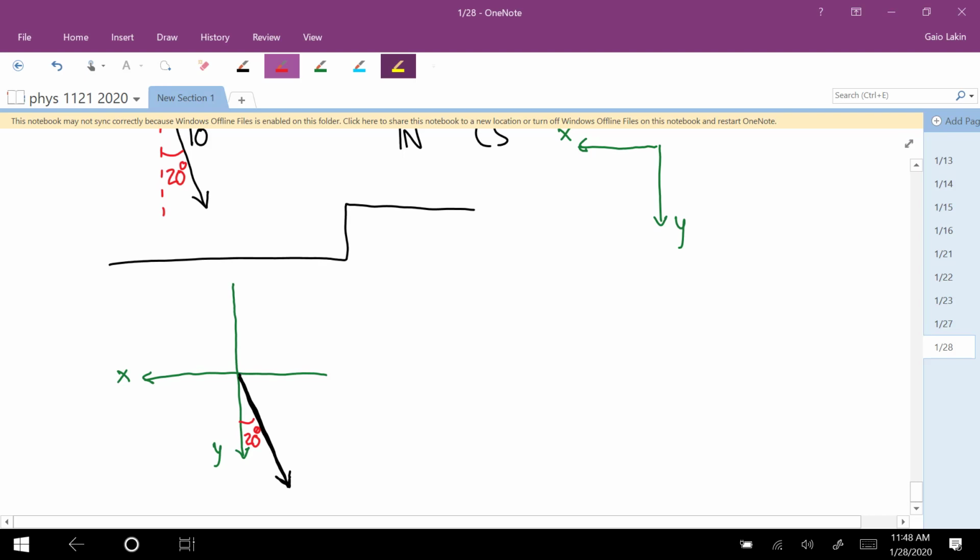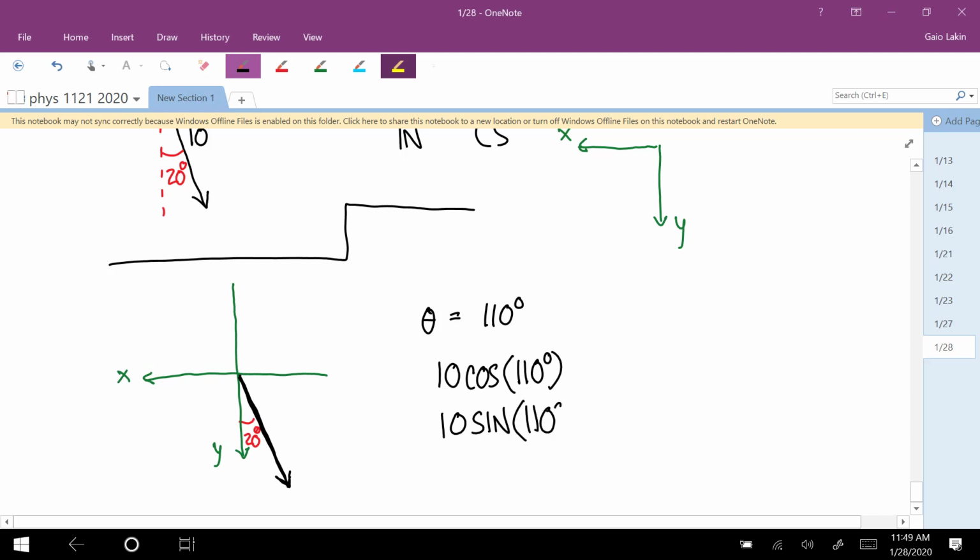And now we have to figure out the counterclockwise angle from the x-axis to that vector. In this case, what's theta equal to? 110, yep. And so the vector components are 10 times the cosine of 110, 10 times the sine of 110. And so that is equal to negative 3.42, positive 9.40. That's what you get if you plug those numbers into your calculator.